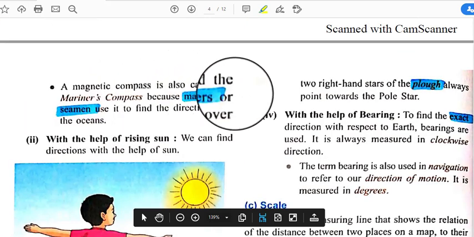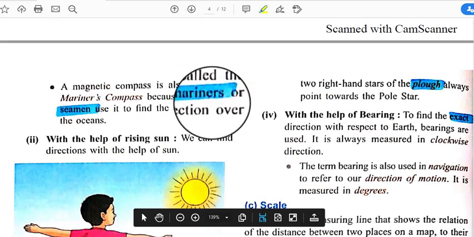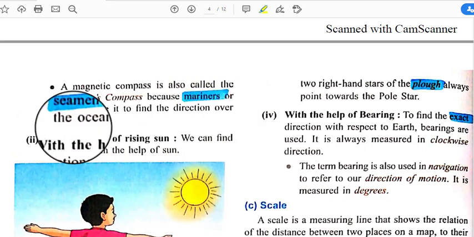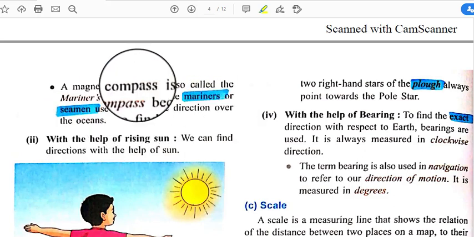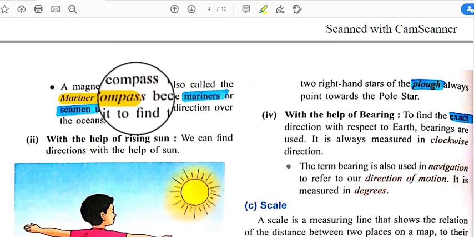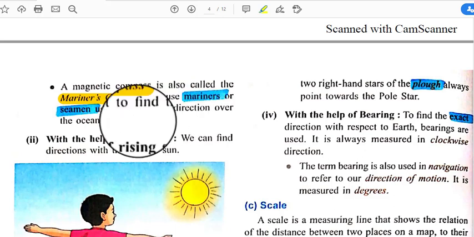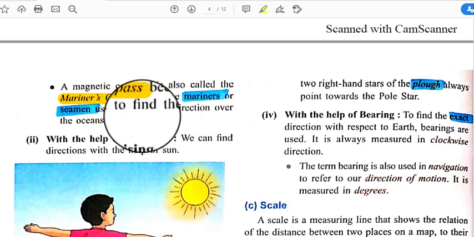A magnetic compass is also called the mariner compass because mariners or seamen use it to find the direction over the oceans. Why? Because mariners, that means those who travel in the sea, actually use this kind of compass. That's why the magnetic compass is also called a mariner's compass.